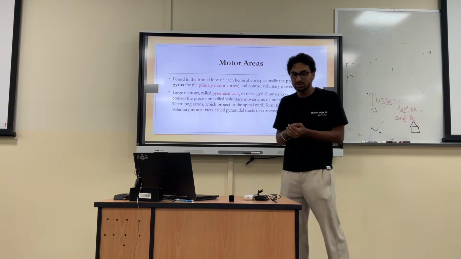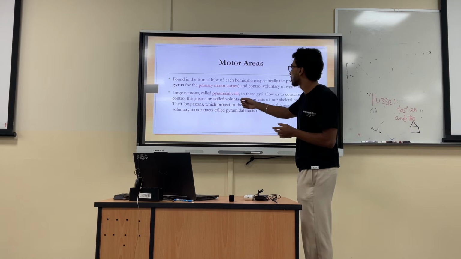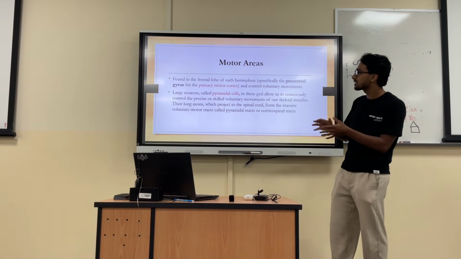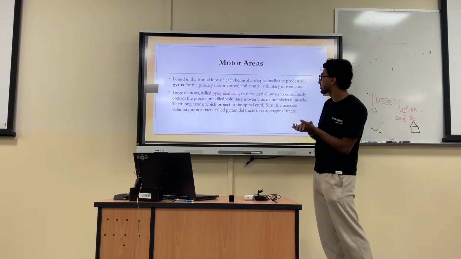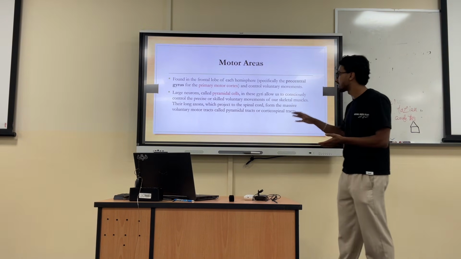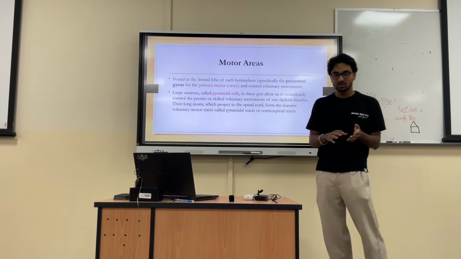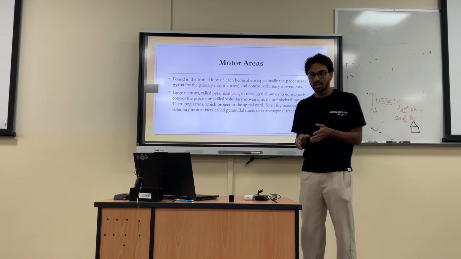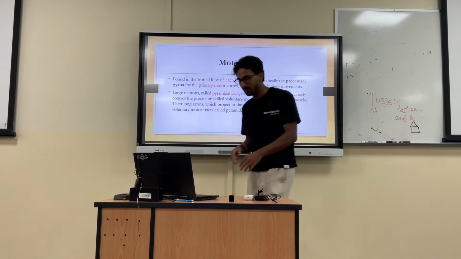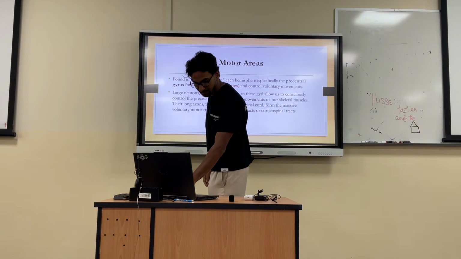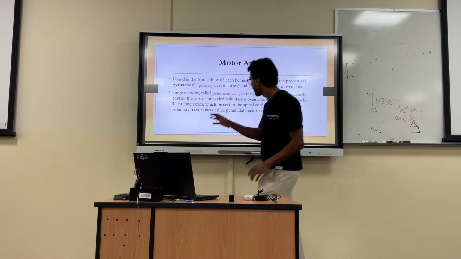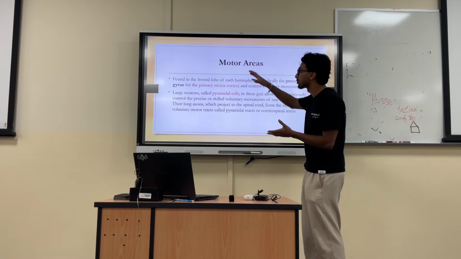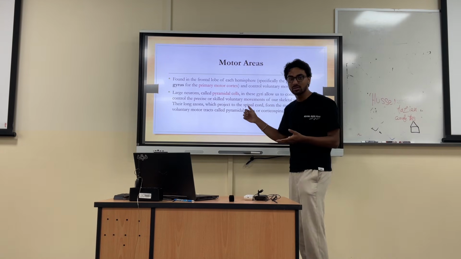In this gyrus, we have neurons which are called pyramidal cells. These allow us to consciously control the precise or skilled voluntary movements of our skeletal muscles. The long axons project into the corticospinal tracts, which go all the way down the length of your spine. Just coming back to this, you need to know what cells are found in the motor area. The pyramidal cells are important.